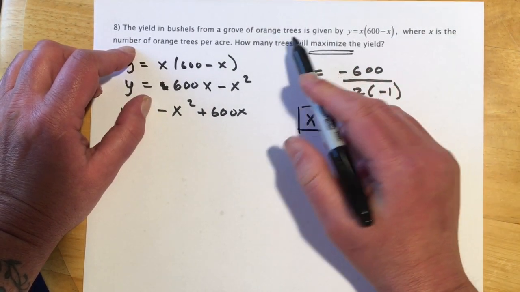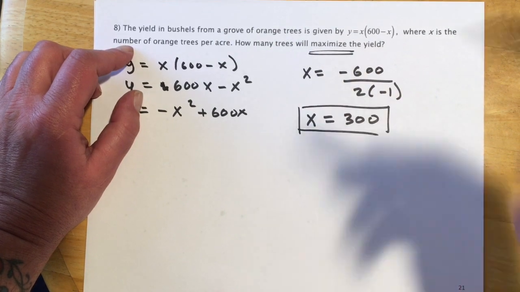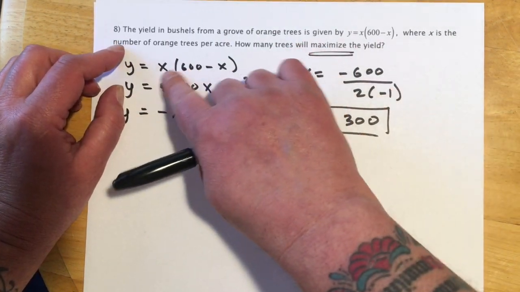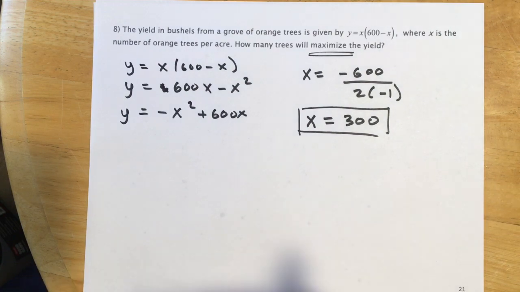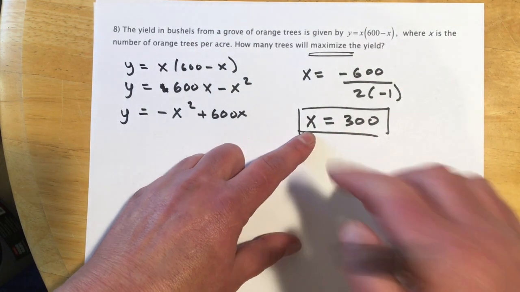If the question had asked what would the maximum yield be, then we'd have to put the 300 in and then calculate the y value, because that would be the max value, but it's maximized by the x.